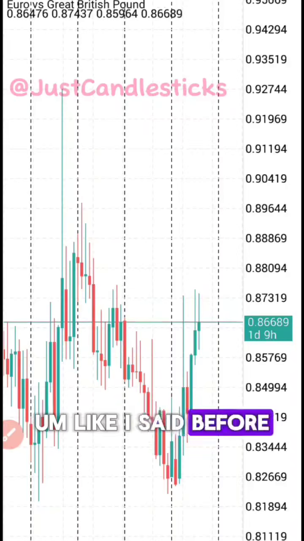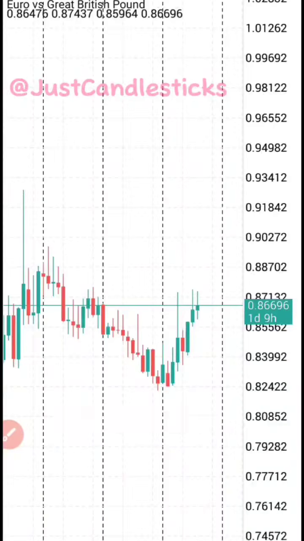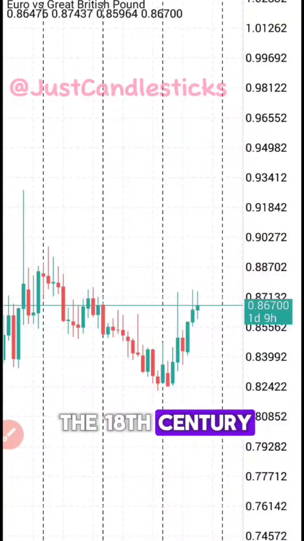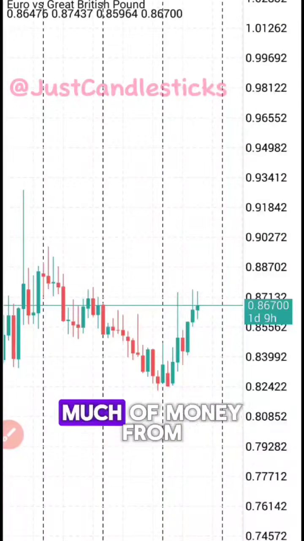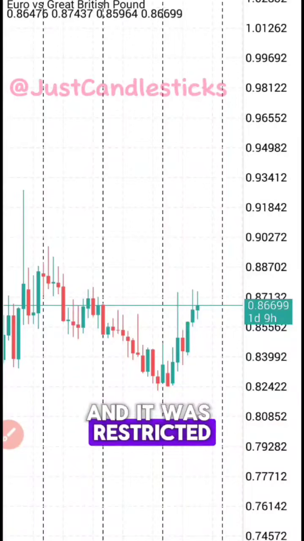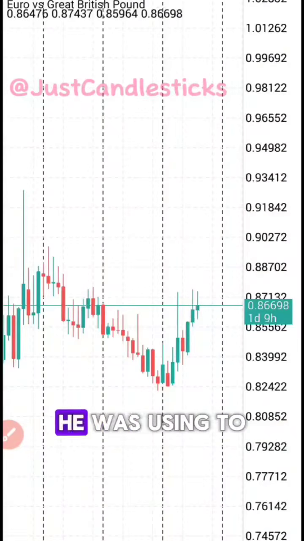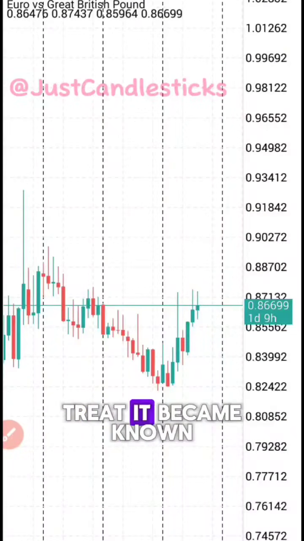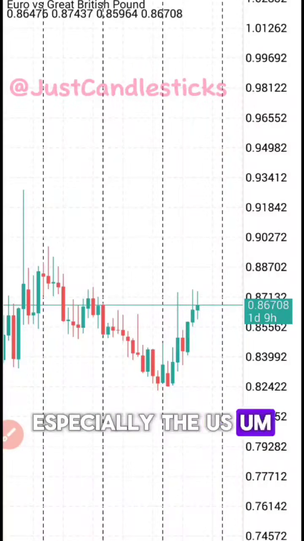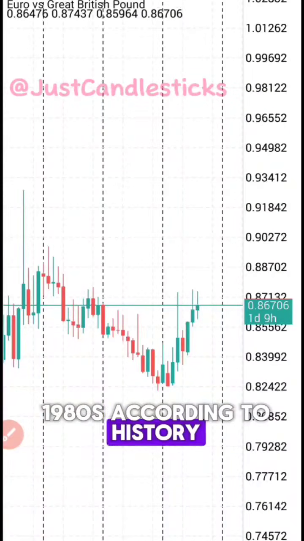Like I said before, the candlestick was created by the Japanese and it was used to trade rice in the 18th century. The man that created it made so much money from it, and it was restricted. It was hidden. It was a kind of secret weapon that he was using to trade. It became known to the Western world, especially the US, around the 1980s, according to history.